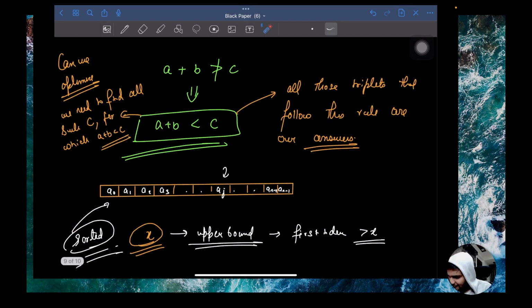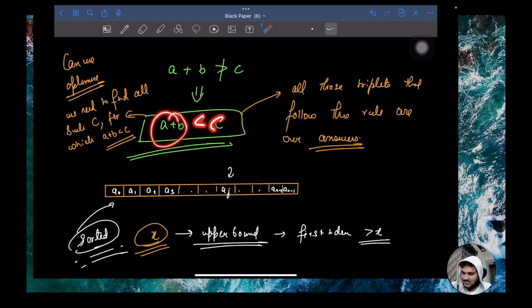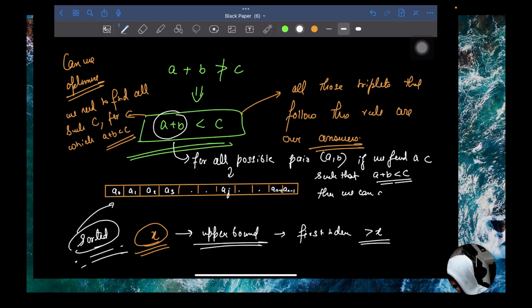So if in the original problem we have to find a triplet that follows this condition such that a plus b is less than c, then can I say that for all possible pairs a comma b, if we find a c such that a plus b is less than c, then we can do something. Can I say that? Right. This is what a plus b is, right?